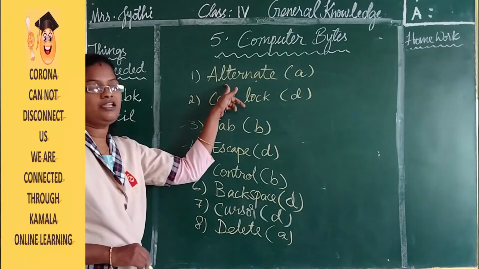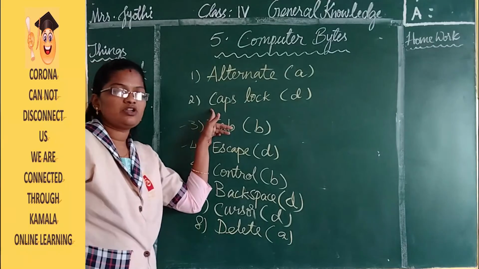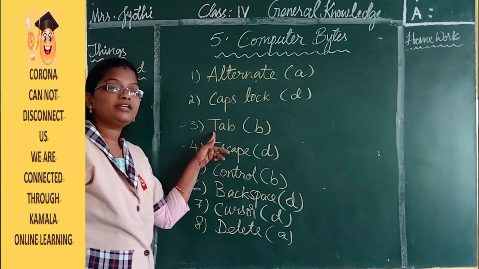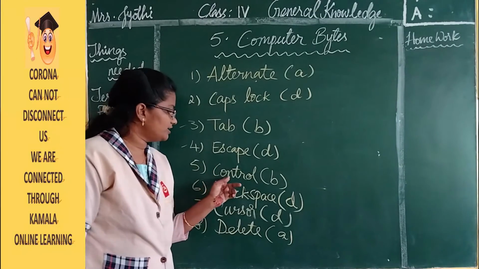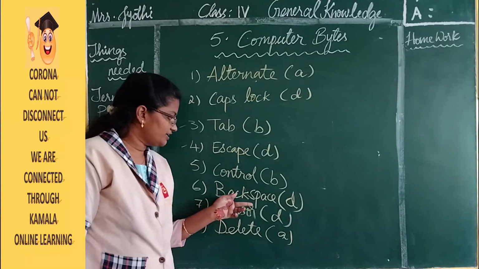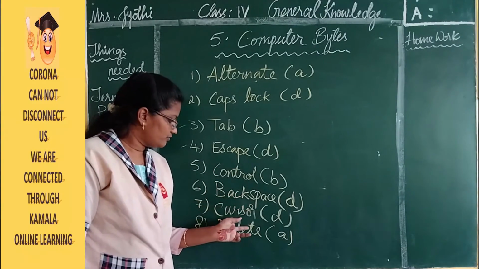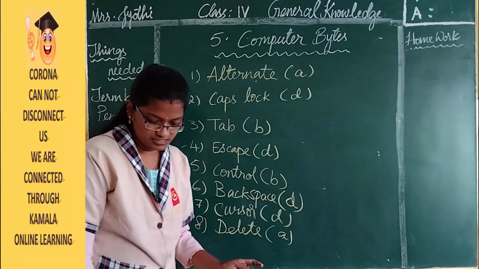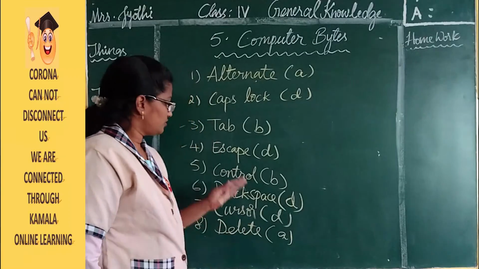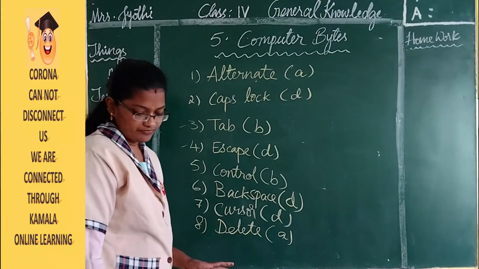So these are the answers. First one is alternate. Second one is caps lock. Third one is tab. Fourth one is escape. Fifth one is control. Sixth one is backspace. Seventh one is cursor. And eighth one is delete. Okay, so these are the answers. Hope you all have written it.